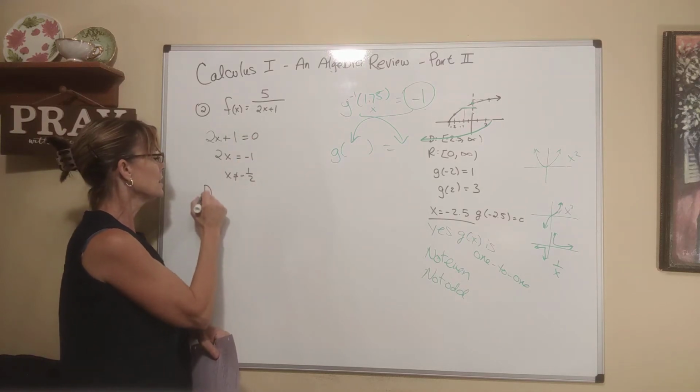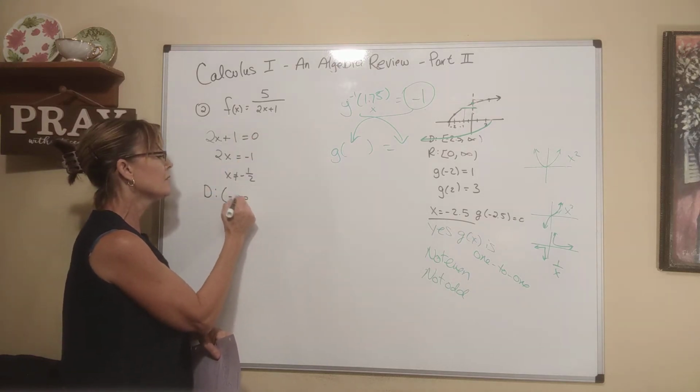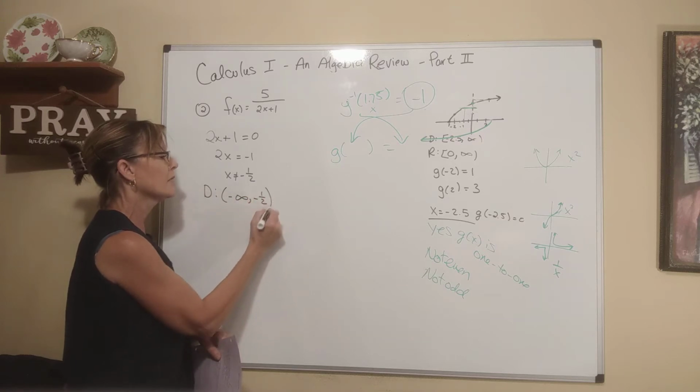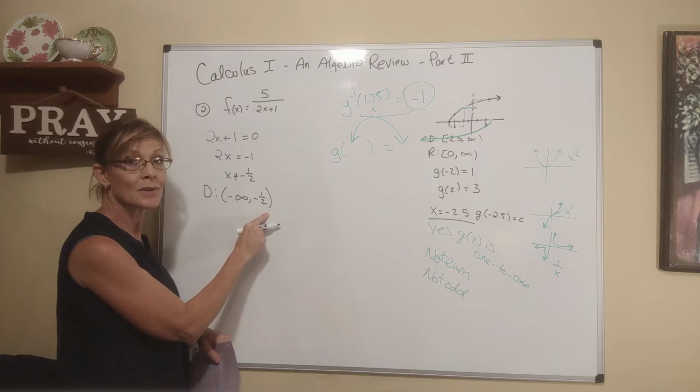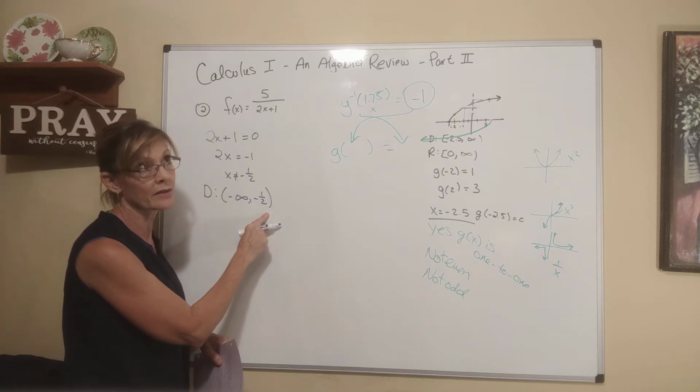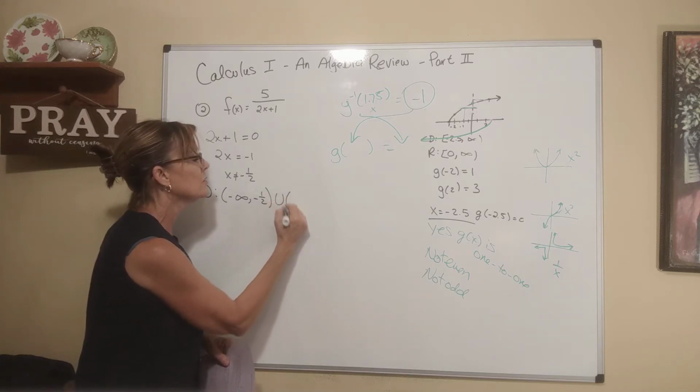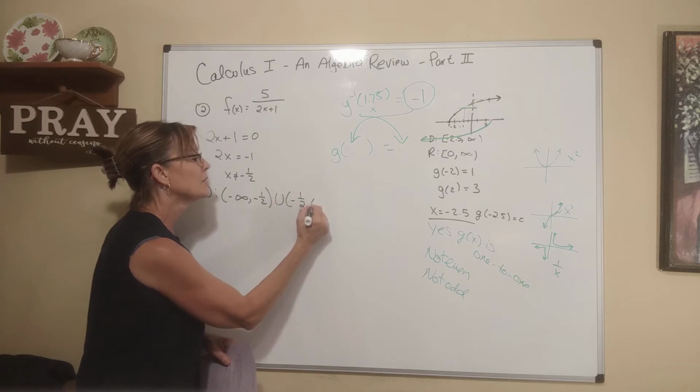So in interval notation, this means from -infinity to -1/2. And I use a parentheses there, that's really important, not a bracket, because a bracket means it equals -1/2. We can't let that happen. We union this with -1/2 to infinity.